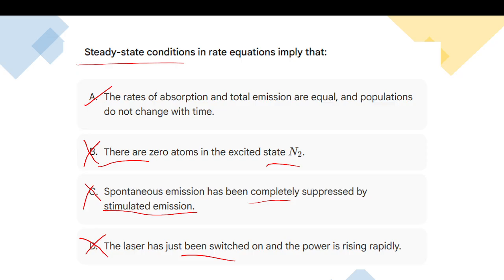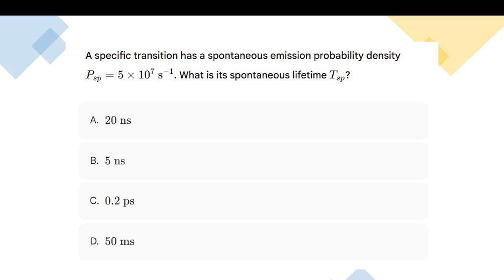So steady state means the system has reached equilibrium where the rate of atoms going up equals the rate of atoms going down. The specific condition has spontaneous emission probability density PSP equal to 5.5 times 10 to the power 7 per second. What is the spontaneous lifetime? PSP is given, we need to calculate the lifetime.